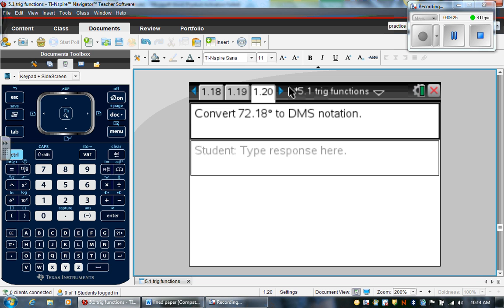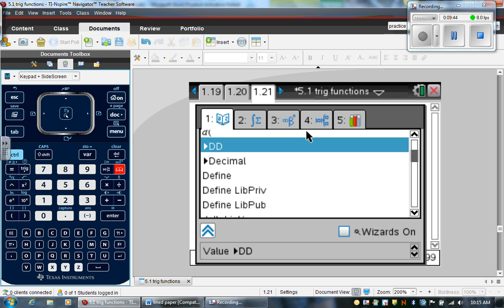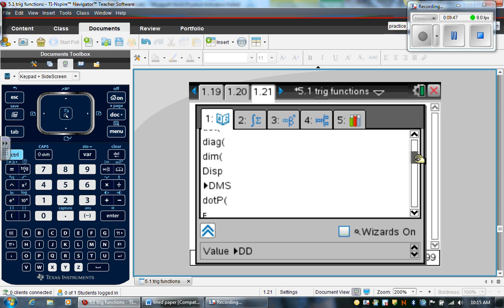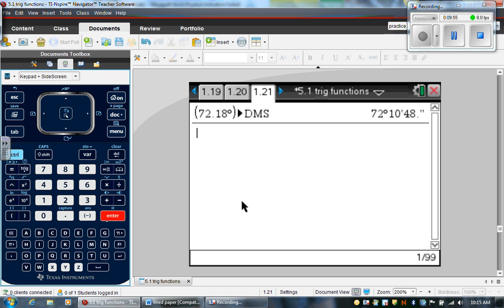Okay, so 72.18 to degrees, minutes, seconds. Okay, so we're going the opposite direction. And of course, this can be done in the calculator as well. So I'm going to put in my 72.18, and I can put my degree symbol in there if I'd like. And I want to convert this to degrees, minutes, seconds, which the notation for is DMS. So again, you're going to go to your catalog, and you're going to scroll down until you see that DMS. Degrees, minutes, seconds. There it is. We're going to select that, hit enter, and we get 72 degrees, 10 minutes, and 48 seconds.